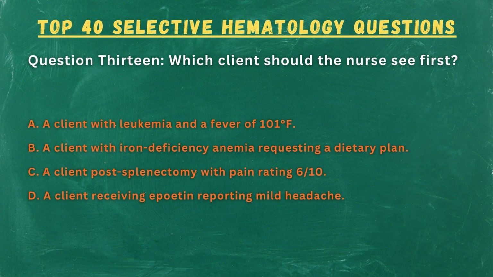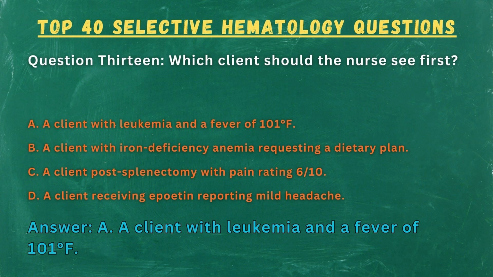Question 13. Which client should the nurse see first? A. A client with leukemia and a fever of 101 degrees Fahrenheit. B. A client with iron deficiency anemia requesting a dietary plan. C. A client post-splenectomy with pain rating 6 out of 10. D. A client receiving epoetin, reporting mild headache. Answer. A. A client with leukemia and a fever of 101 degrees Fahrenheit.